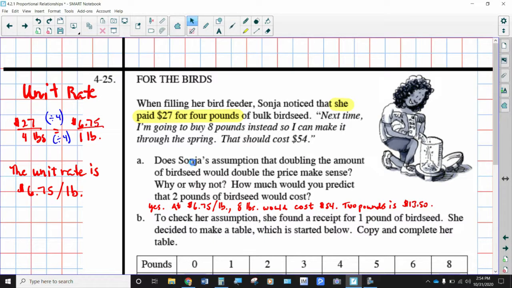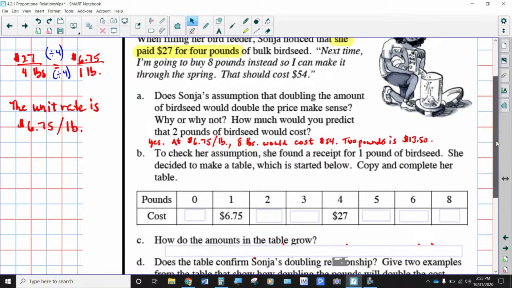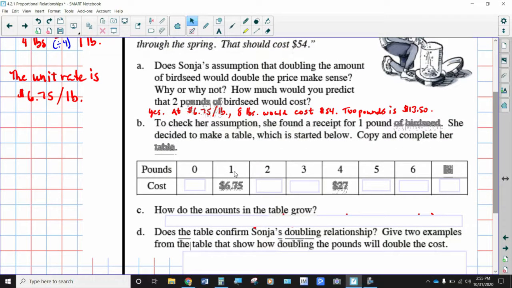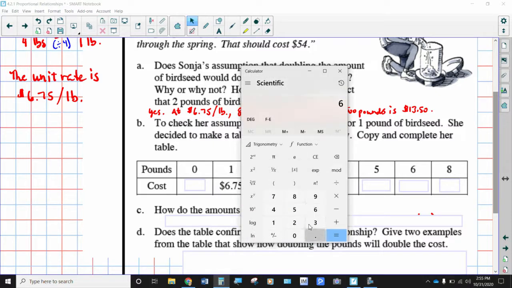So I guess the big question is, how is this different than Gustavo's situation? Why is this one doubling, but in Gustavo's case, it didn't double? That gets to the very nature of what proportional reasoning is all about and what it means to be a proportion. So to check her assumption, she found a receipt for 1 pound of birdseed. She decided to make this table, which is started below. So she's bought 1 pound before and paid $6.75. That's the price we said was the price per pound or the unit rate. She's also purchased 4 pounds, which is 4 times $6.75. Let's just prove that that's correct. 6.75 times 4 is indeed equal to 27.